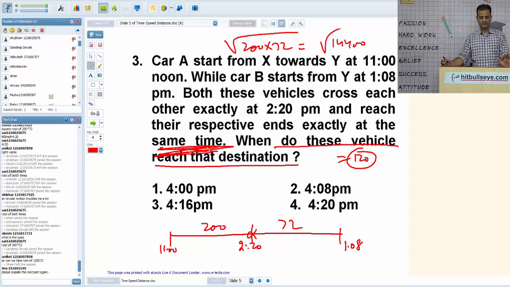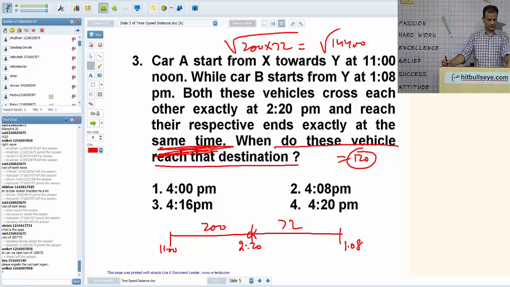Clear, friends? Very important concept. Aniket, we can take root of 128 into 72. From where did we get 128, Aniket? I'm not able to clear.